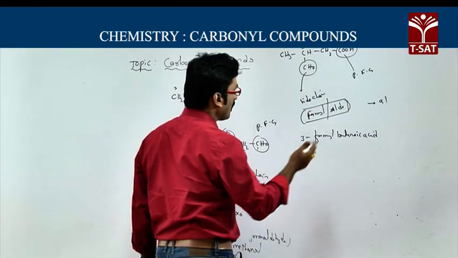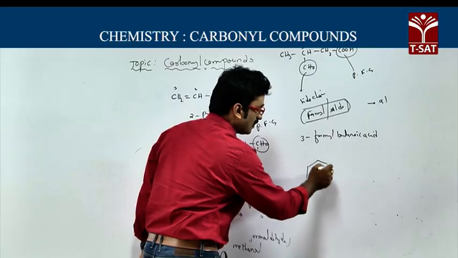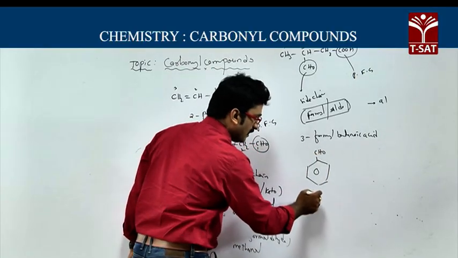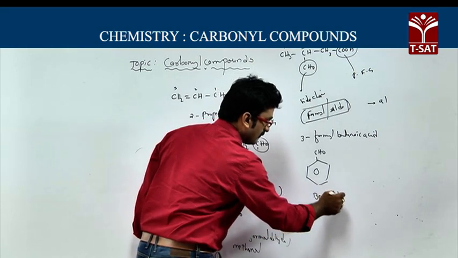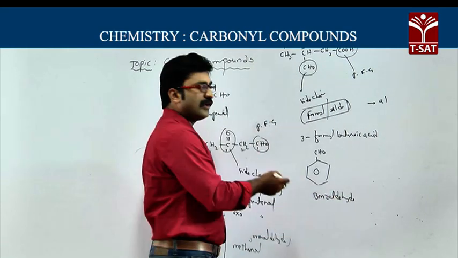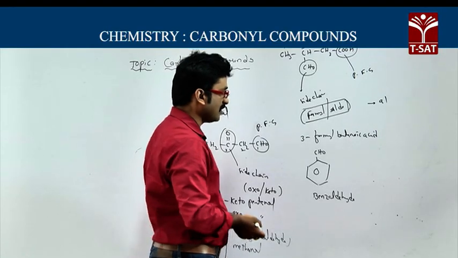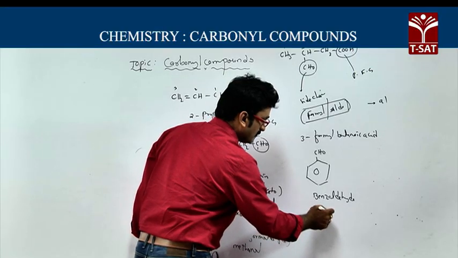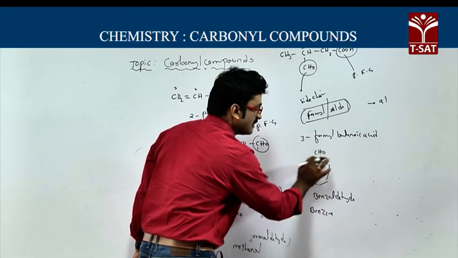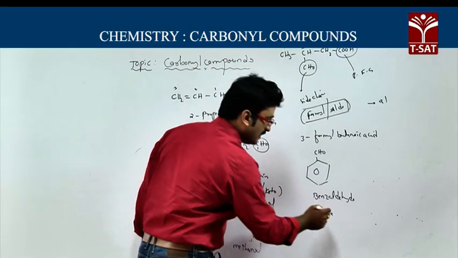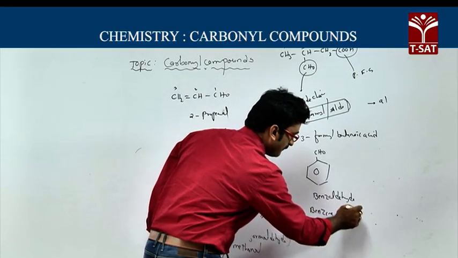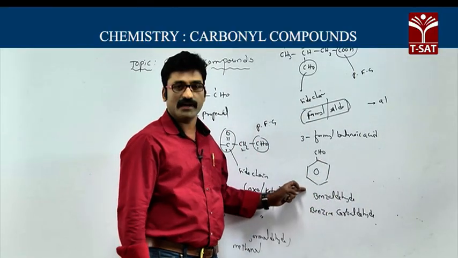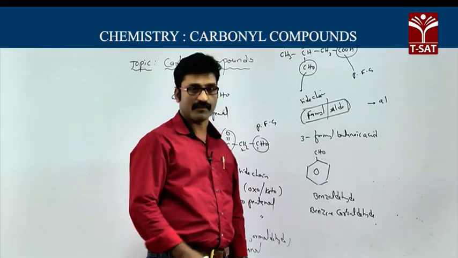Now we will take a few aromatic compounds. Now you know that this is called benzaldehyde. I accepted the IUPAC name, and the common name of this compound is benzaldehyde, or else we can say benzene. This is benzene, and CHO is called carbaldehyde. So we can call this compound benzaldehyde, or else you can say benzene carbaldehyde.